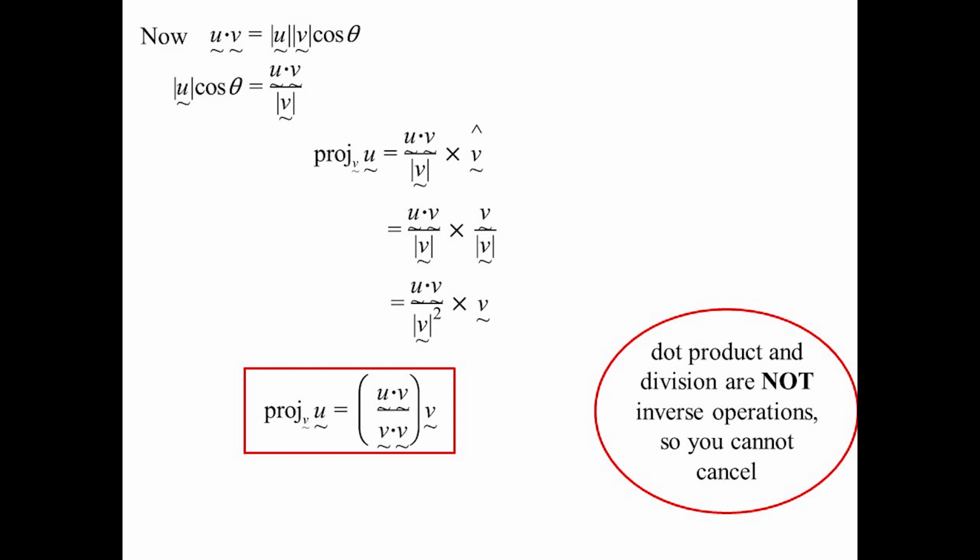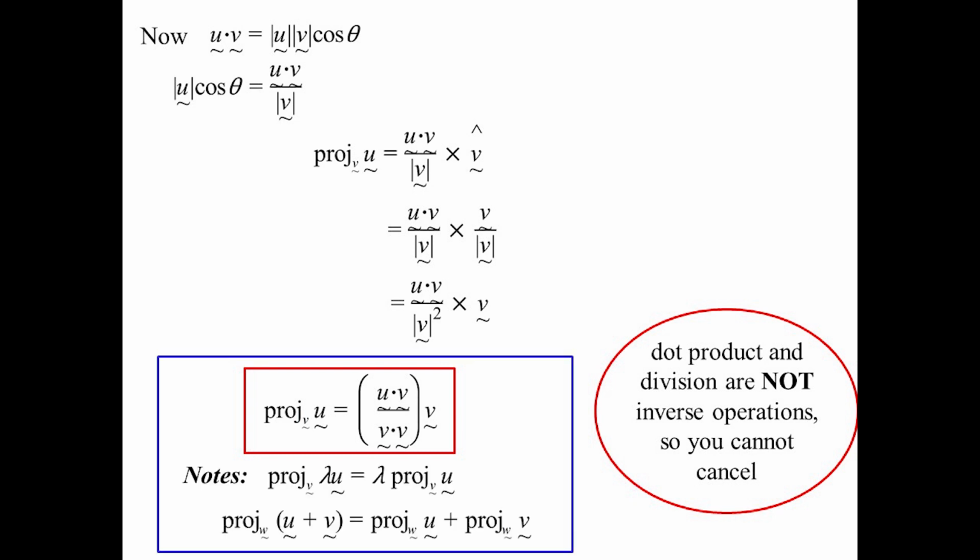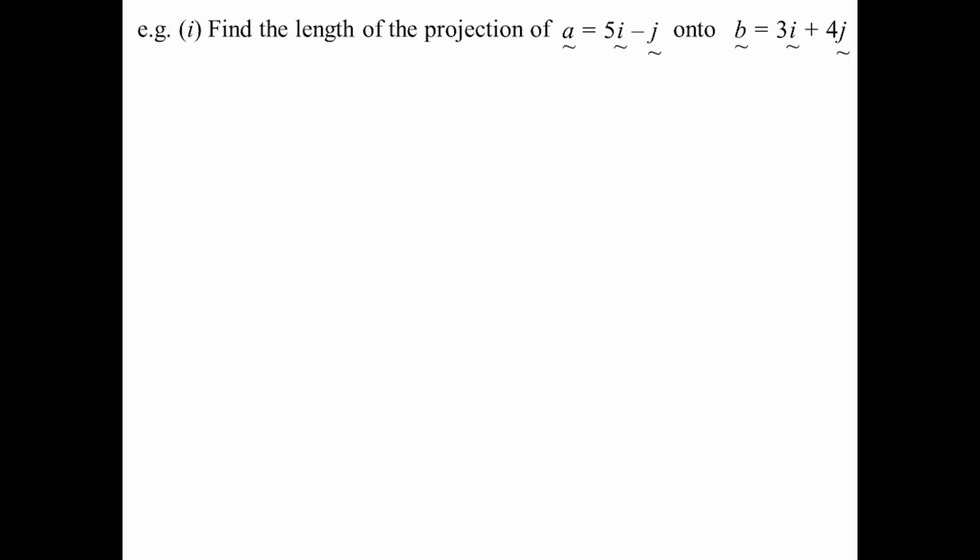And a couple of notes about that. If we were multiplying by scalars, the projection of lambda times u would be the same as lambda times the projection of u. And the addition, we can do them separately. So the projection of u plus v would be the same as the projection of u plus the projection of v. So let's find the length if I was going to project A onto B.